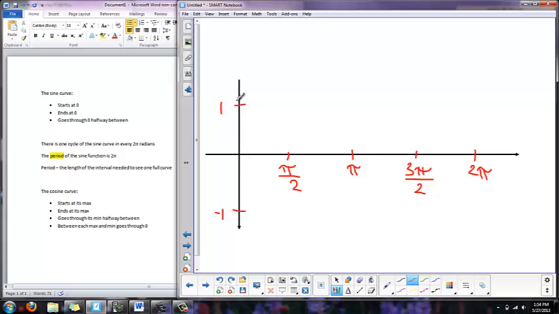So the cosine curve starts at its max, so it starts right here. It ends at its max, so it ends at positive 1. Goes through its min halfway in between, so at pi we're all the way down here at negative 1. And then in between the max and min, obviously it has to go through the x-axis, so it has to hit 0 here, and it's going to hit 0 here. So look at how easy that is.